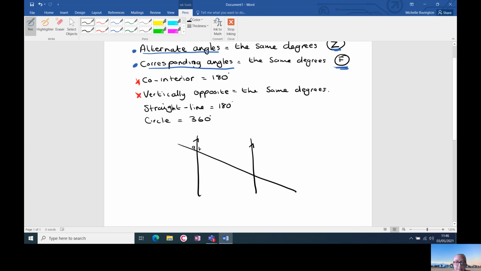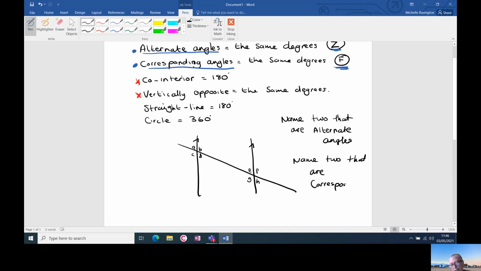Let's go A, B, C, D, E, F, G, H. You've probably seen this on videos loads. Which two, there's probably more than two, but name two that are alternate angles. And name two that are corresponding angles. You could do this yourself, yeah? You can practice by just drawing this.